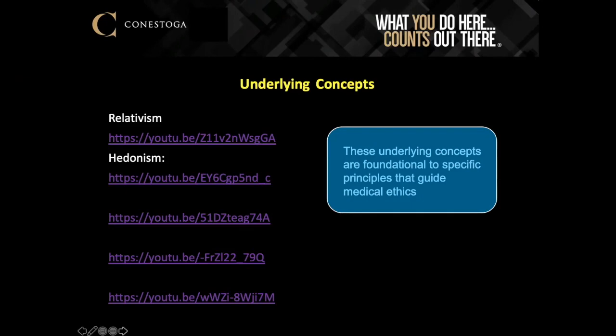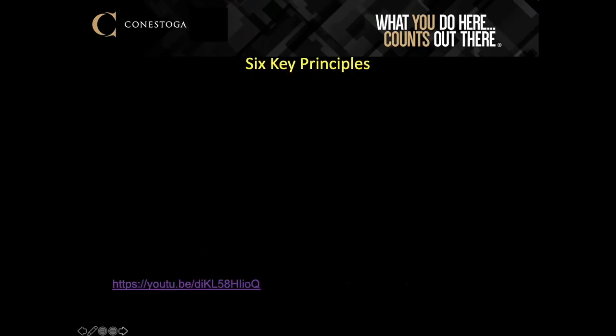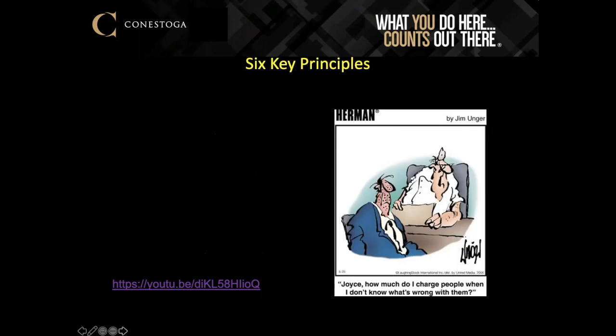So we looked at relativism, hedonism, consequentialism, utilitarianism, deontological, and moral pluralism. So let's look now at the 6 key principles. And here's just a simple cartoon by a Canadian comic from many, many years ago. He writes this everyman called Herman. And what it says here is, Joyce, how much do I charge when I don't know what's wrong with them? I always thought that's kind of a funny statement.